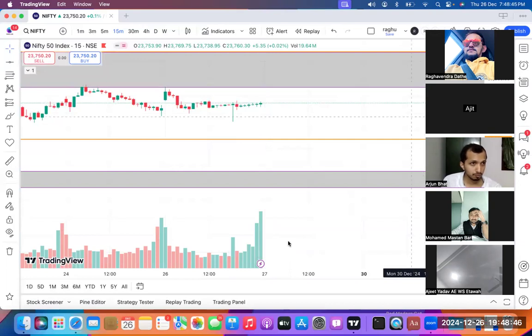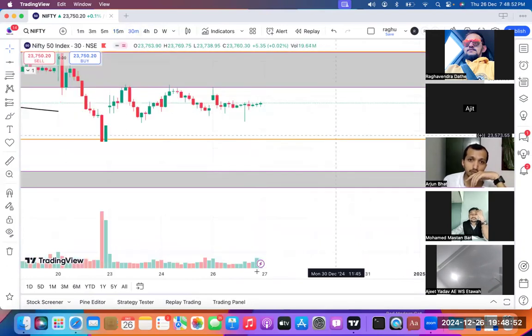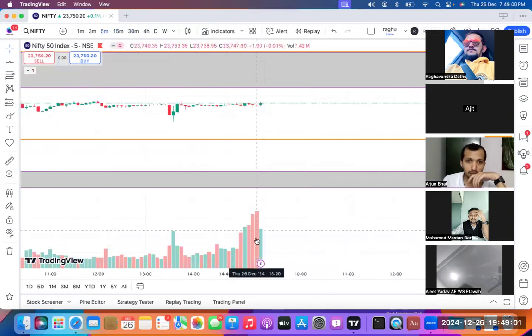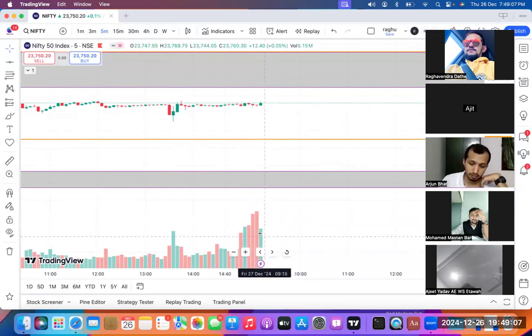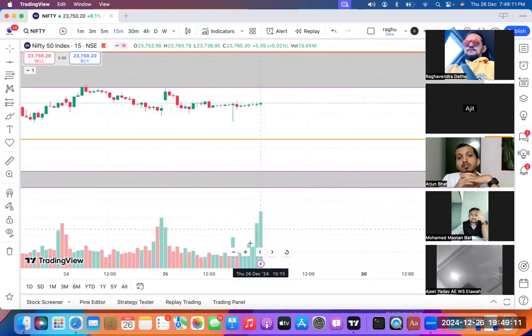You need to practice. Now, here, big volumes are there, but the stock is not moving, because when you come to the 30 minutes time frame, volumes are less. It is range bound. When you come to the 5 minutes time frame, volumes are heavily down, red. Where is the green? It was green in the 15 minutes. But in the 5 minutes, it's red. In the 15 minutes, the same volume is green.